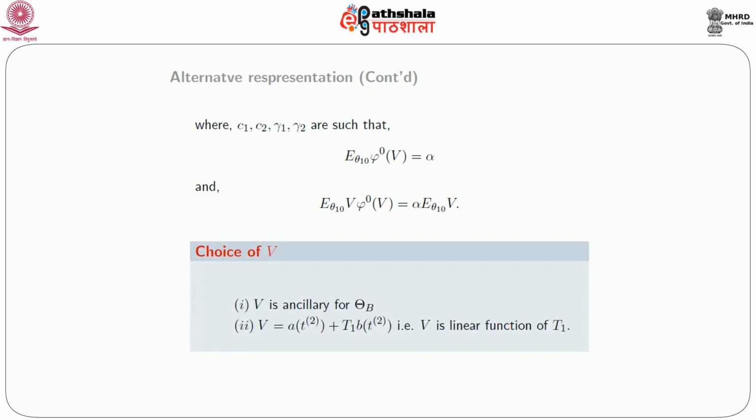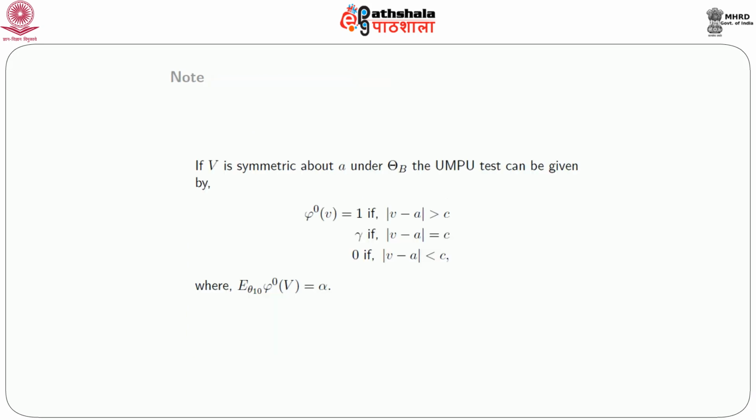The choice of V is ancillary for Θ_B, and V is a linear function of T1. If further V is symmetric about some constant a under Θ_B, then the UMPU test can be given by φ0(V) equal to 1 if the modulus of V minus a is greater than some c, equal to γ if V minus a equals c, equal to 0 if the modulus of V minus a is less than c, where the expectation of φ0 equals α.